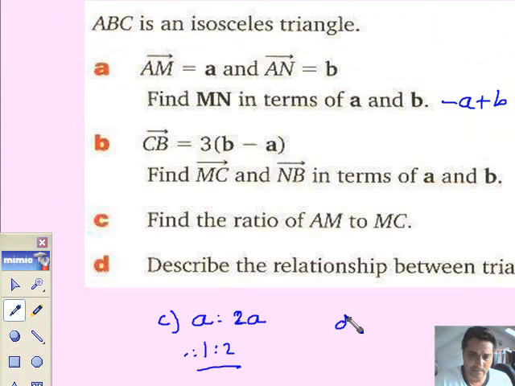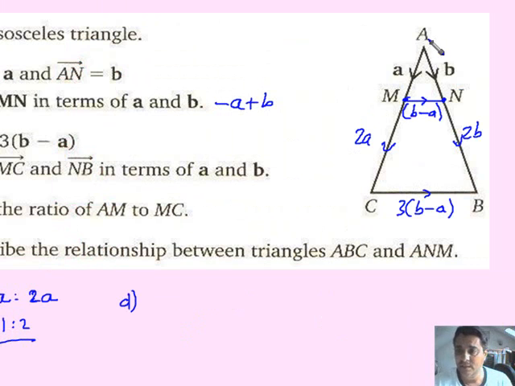Now D. Describe the relationship between triangles ABC and ANM. I think I've said it just now in my discussion. They are similar triangles. Look at this. We're going to have a common ratio. That's 1 and that's 3. So 1 to 3 ratio.